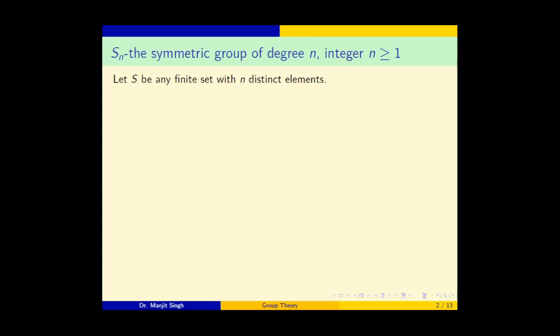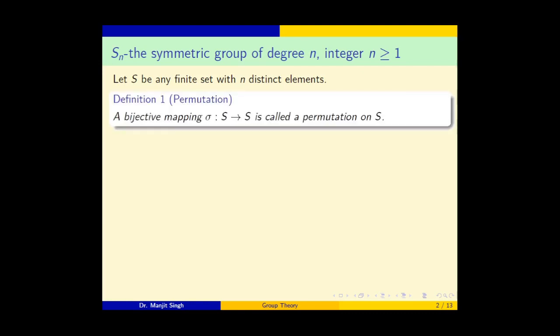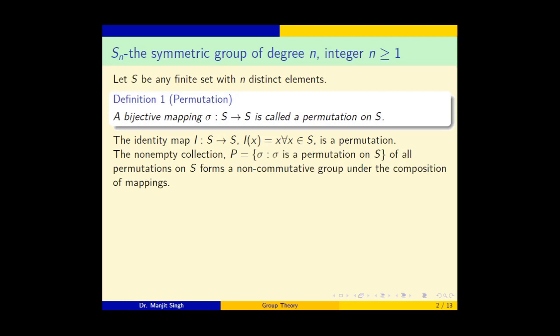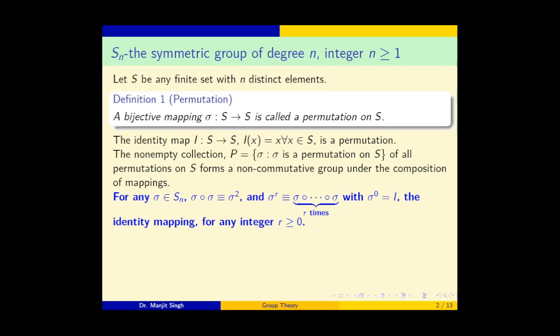Let S be any finite set with n distinct elements. A bijective mapping sigma from the set S into S is called a permutation on S. It can be seen easily that the identity mapping is a permutation on S. The collection of all permutations forms a non-commutative group under the composition of mappings.